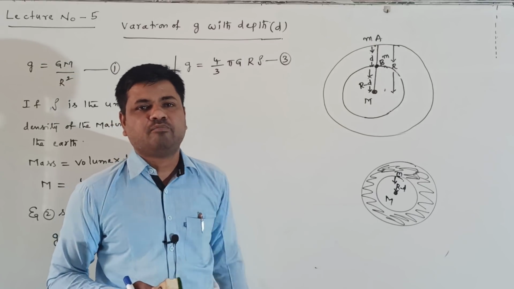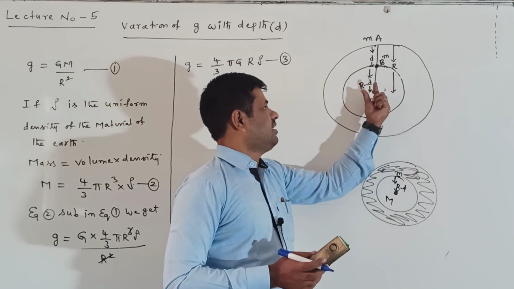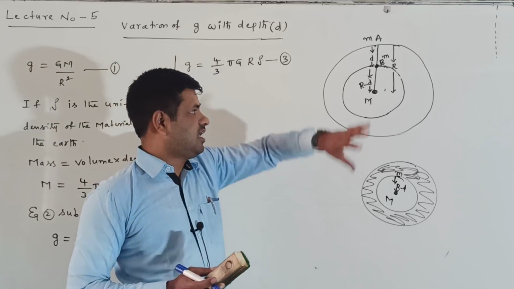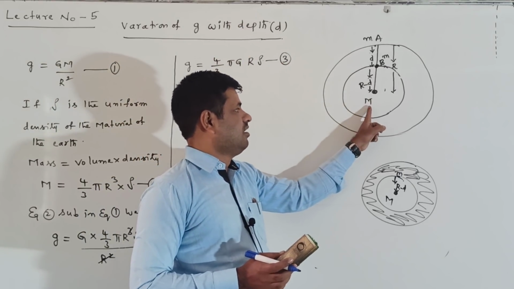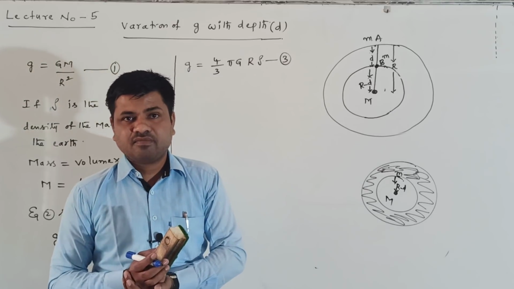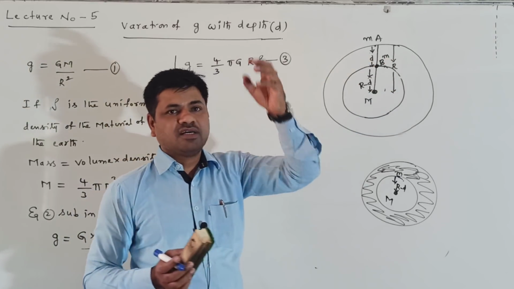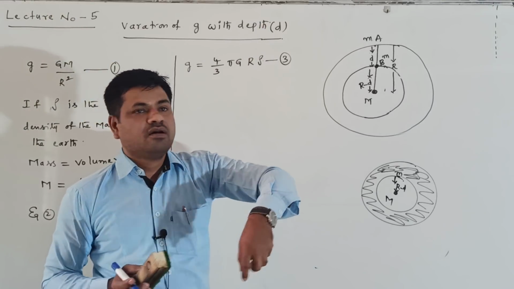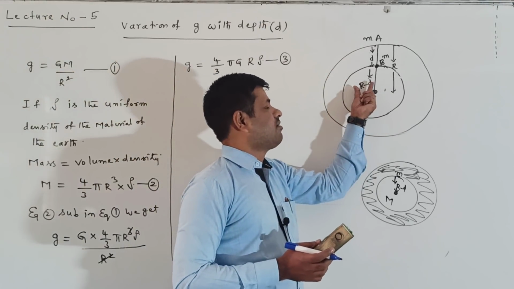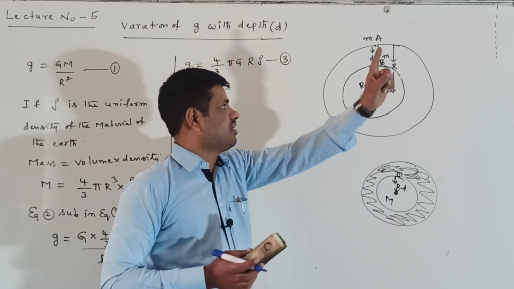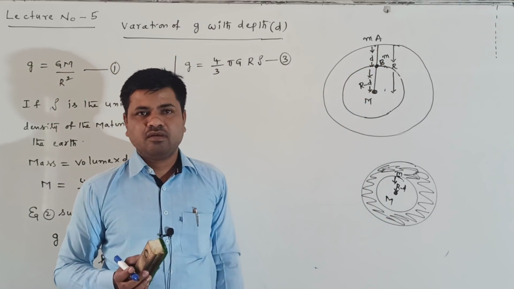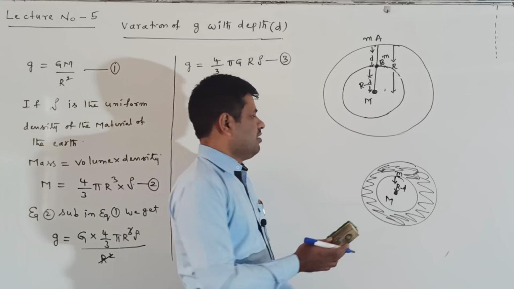This point is very, very important. What is the mass present in the radius R minus d? In the total radius R, the mass is capital M. But that total capital M does not affect the small mass m, because it is taken to the depth d. Only the mass present in the radius R minus d affects the small mass m. Right, is this point clear?